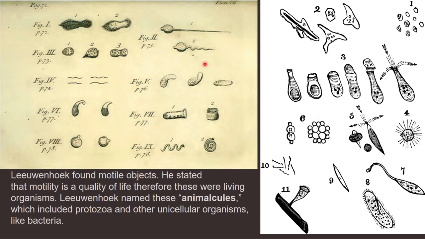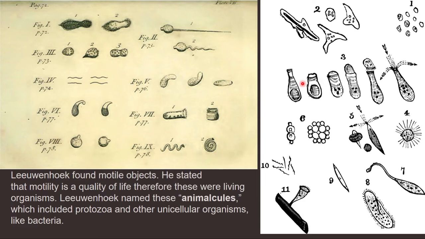So he called it animalcules because these things that he observed under the microscope are motile. When we say motile, they are moving. Thus, Leeuwenhoek stated that motility is a quality of life. So that is why he called these things animalcules. And the other reason why he called them animalcules is that they look like tiny little animals.